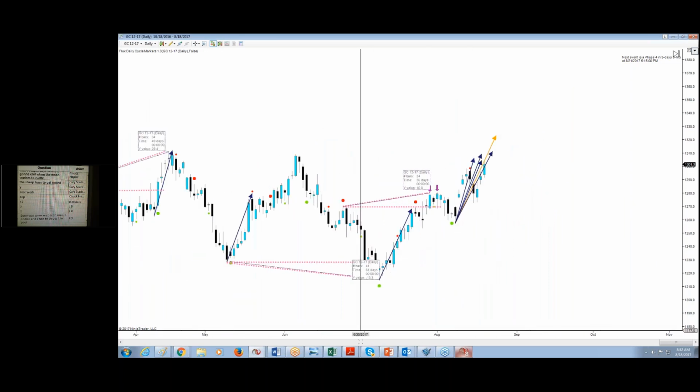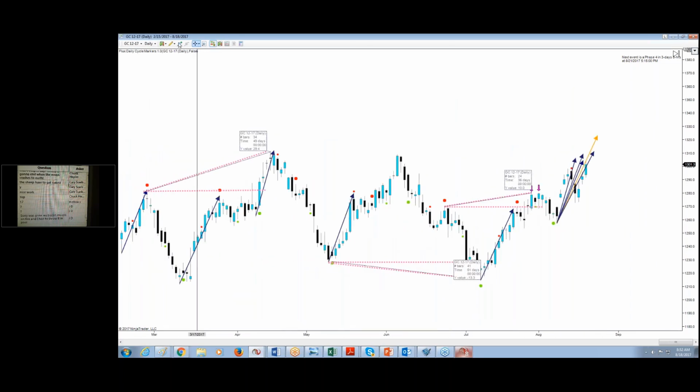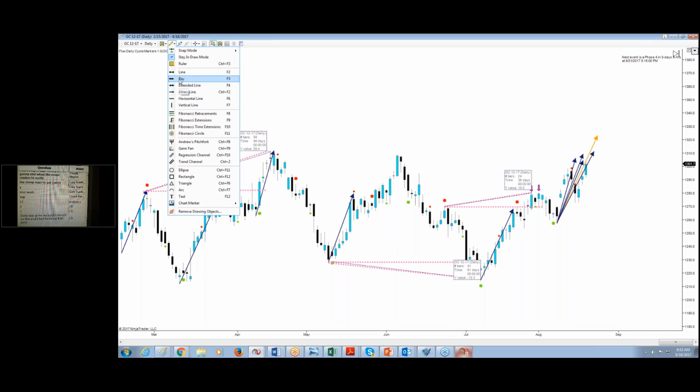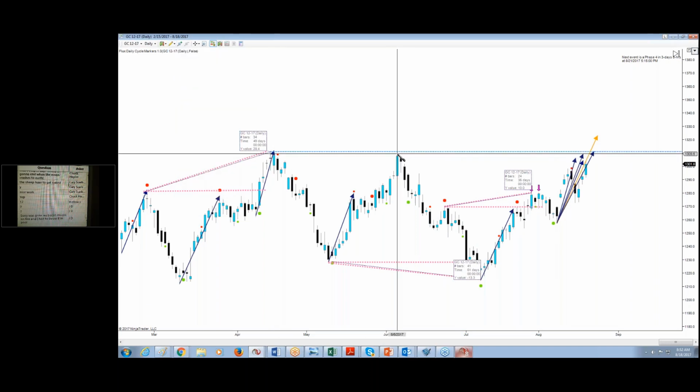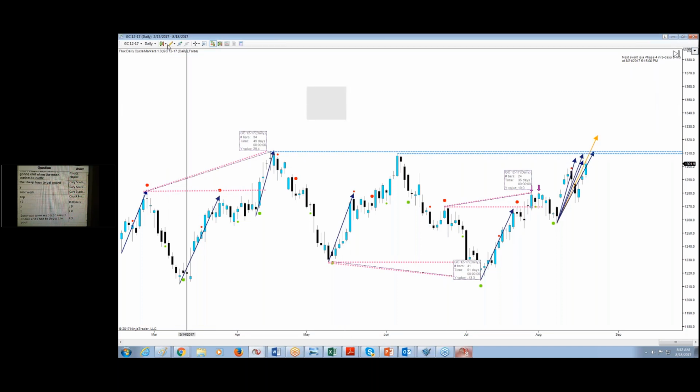Find our lines. Find our highs. Okay, so let's make a 17 tick block. We'll measure it.